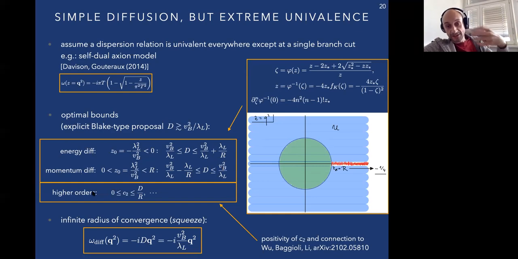Now you can then also find bounds on every single other coefficient, and in particular for such theories, the second coefficient has to be positive and it's bounded from above by D over R. And I think there's some interesting connection to recent work by Wu, Baggioli, and Lee in terms of this positivity of C2. Okay, but I will not discuss this. So what you can see again is if the radius of convergence is improved, then your series is squeezed down. So basically you kill all of the higher terms and you only preserve the diffusive term. So basically your omega becomes exactly minus i D q squared, where D is precisely determined by this v_B squared over lambda_L. And this now follows from pole skipping and just analyticity properties.